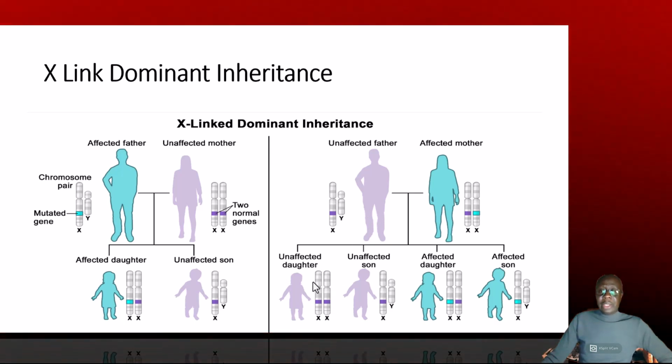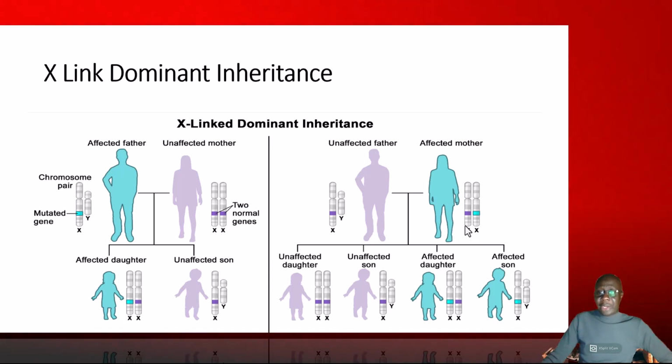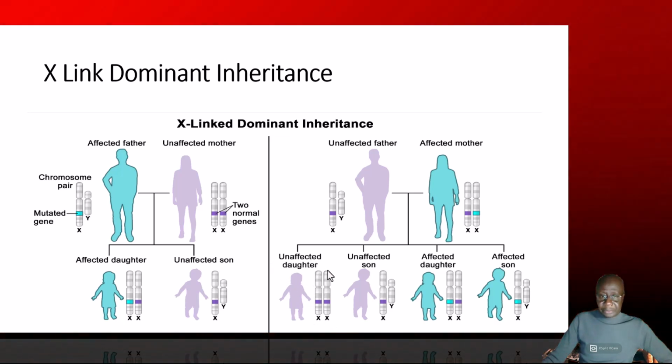Okay, if they have an unaffected daughter, the daughter should have XX chromosomes because she's a female. Females should have XX. So she's taking the X from the father, and the mother has one good X and one bad X. So she will take the good X from the mother and drop the bad X. So the baby will end up having two good X chromosomes, and the baby is unaffected.